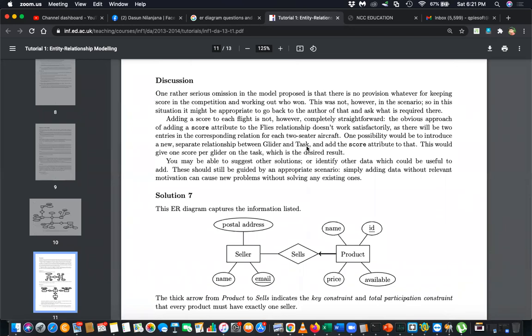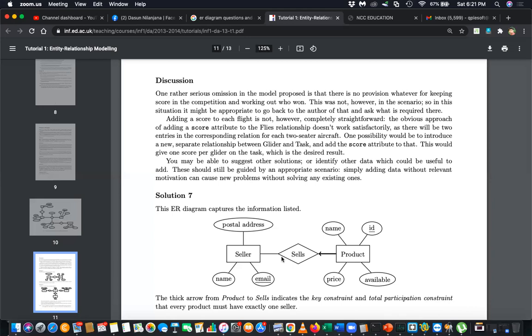So here you can see it's simple. Seller sells product. So it's a very simple ER diagram, right? Seller sells products. And the primary key is introduced, actually email. Email is unique. So no need to have a surrogate key because email is a unique value. So you can assume that email is there for each and every seller.